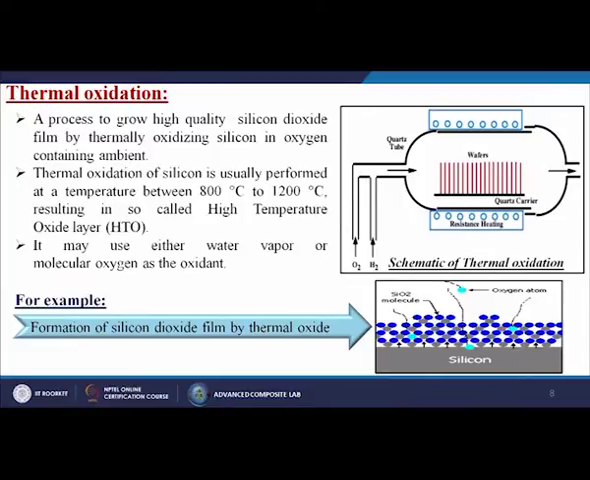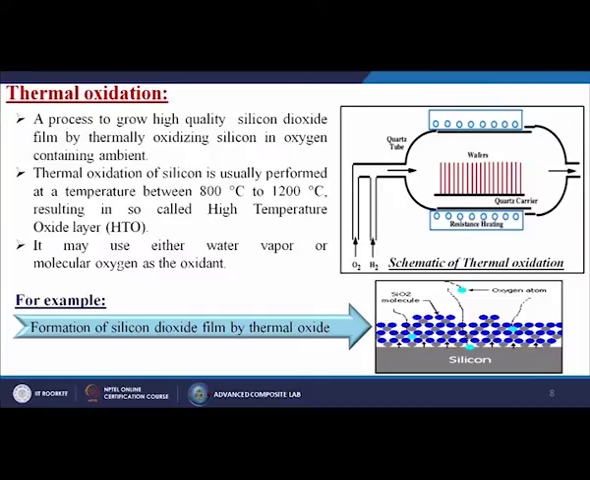So, thermal oxidation of silicon is usually performed at a temperature between 800 degrees centigrade and 1200 degrees centigrade, resulting in the so-called high temperature oxide layer, HTO. Either water vapor or molecular oxygen may be used as the oxidant. Either we can put oxygen gas in, or maybe some water vapor inside the chamber itself, and here hydrogen is nothing but the carrier gas. So, for example, formation of the silicon dioxide film by the thermal oxide layer.